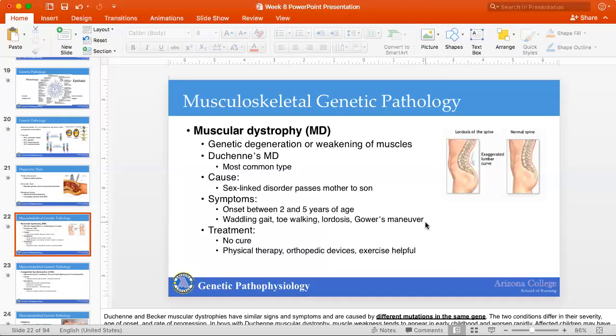If you had them on the ground on their stomach and told them to stand up, the only way they'd be able to get to an upright position is by putting their hands on their legs and pushing themselves up. It might be good for me to look up a picture, so we can see what Gower's maneuver is.